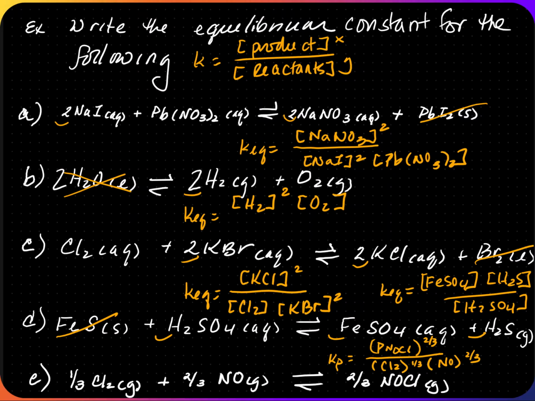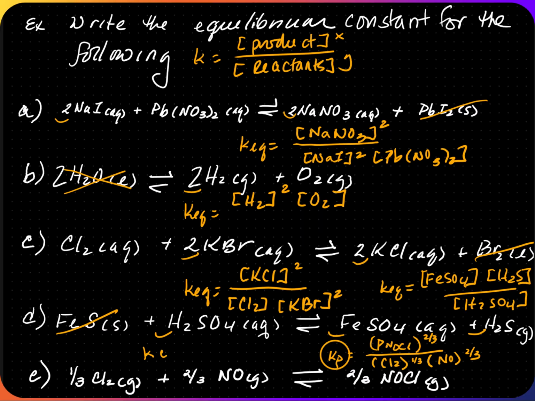Again, note, if partial pressure is given, you must use Kp. If concentration of the gases are given, you have to use Kc. Remember, to convert from Kp to Kc, the equation is Kp is equal to Kc RT to the delta n.